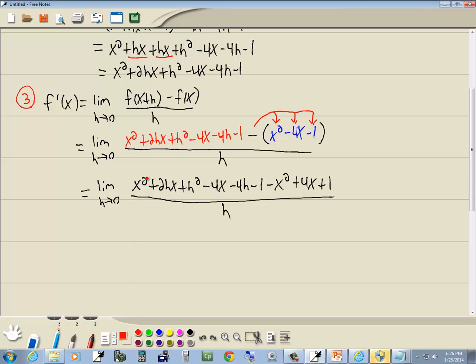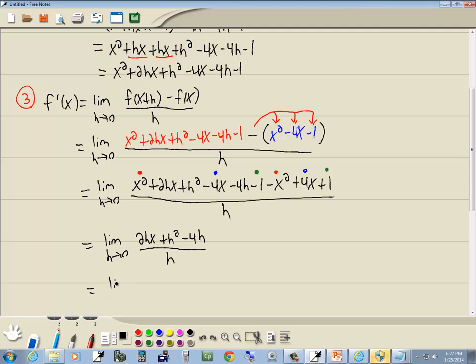Now we're going to combine together like terms. Here we got x squared minus x squared. Those are going to cancel. Here's a negative 4x. Here's a positive 4x. Those are going to cancel. And here's a negative 1. And here's a positive 1. Those will cancel. So we got limit as h goes to 0 of 2hx plus h squared minus 4h, and I guess that's everything, all over h.